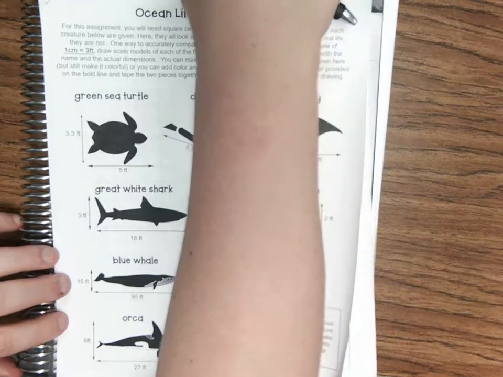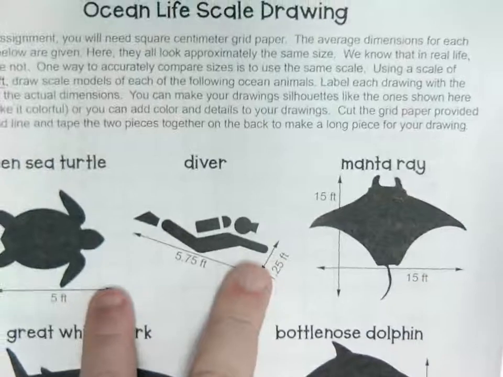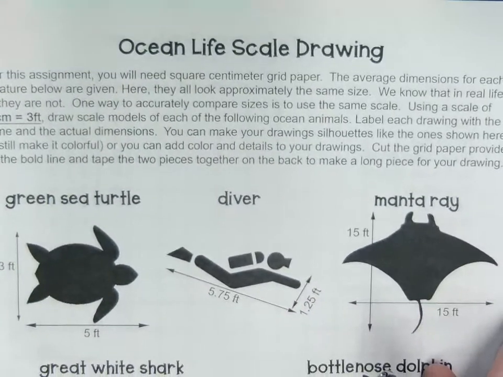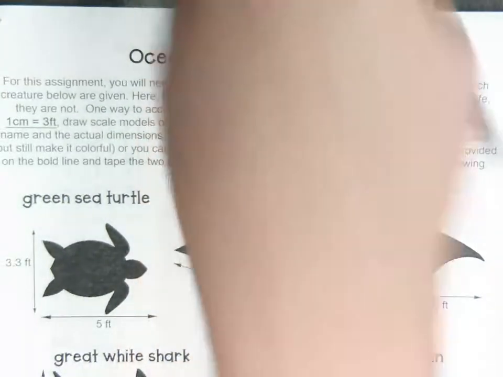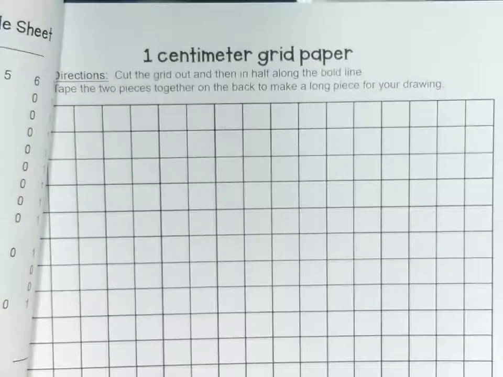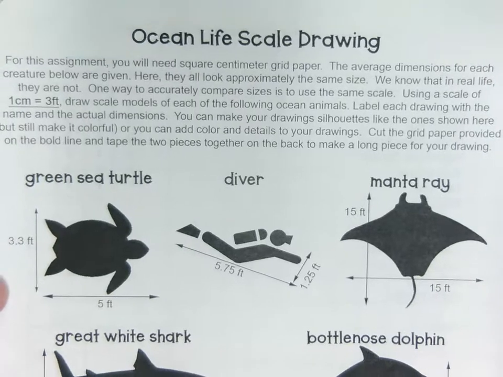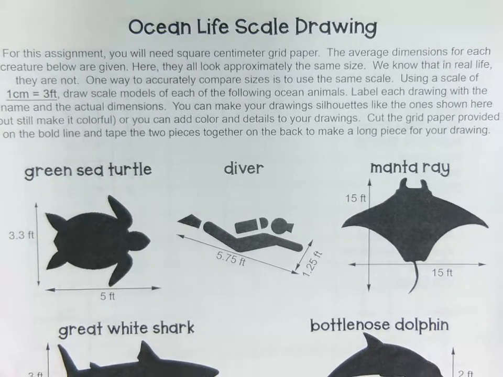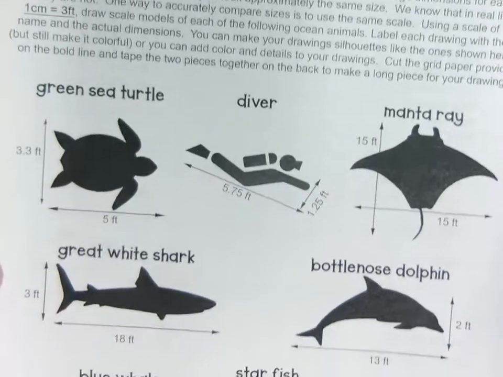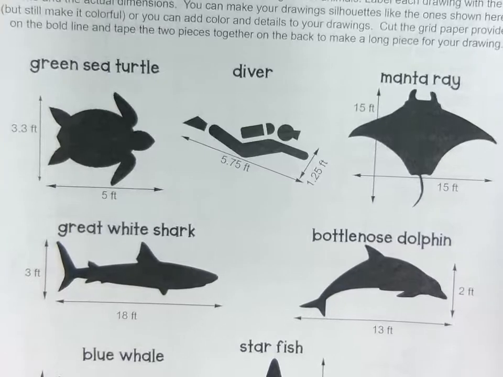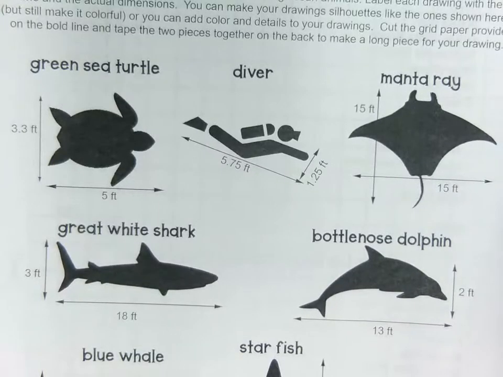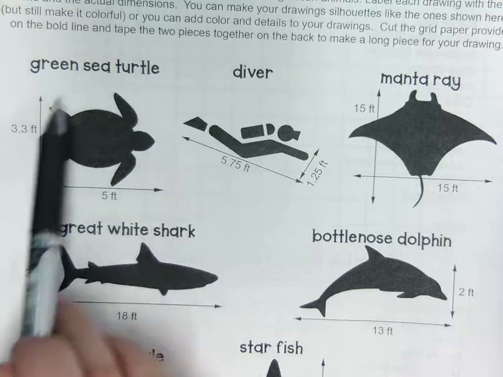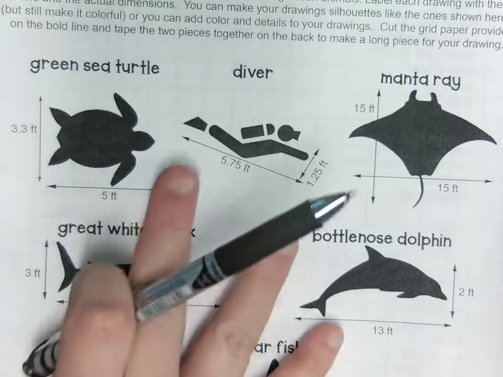So what we're gonna be doing is, let me show you. Okay, look what it says. For this assignment, you will need square centimeter grid paper, which I have provided for you here. The average dimensions for each creature below are given. So this is all ocean life creatures, okay? Here, they all look approximately the same size. They're all pretty much this size here, okay?